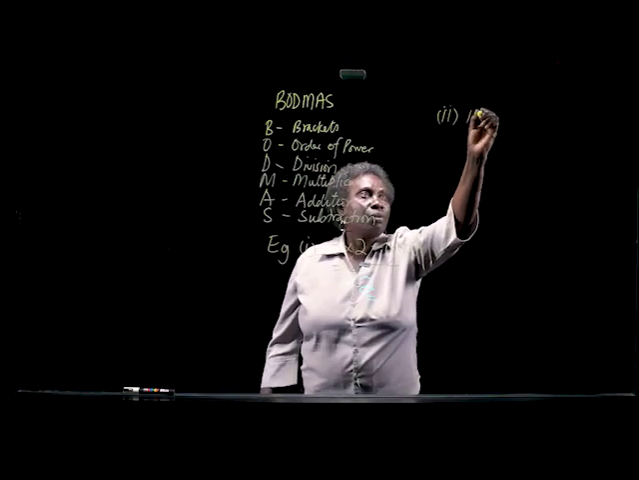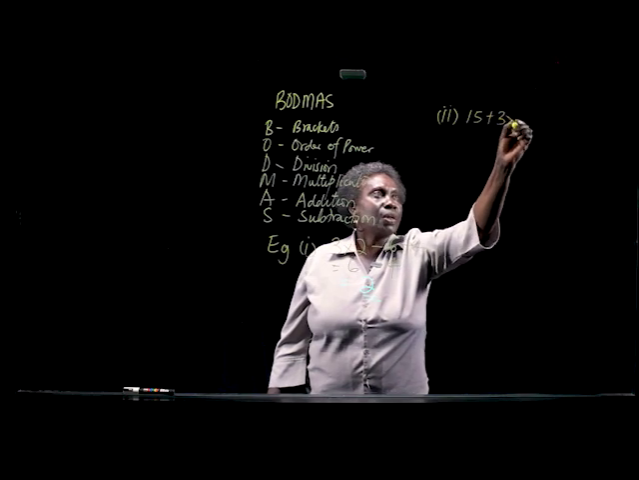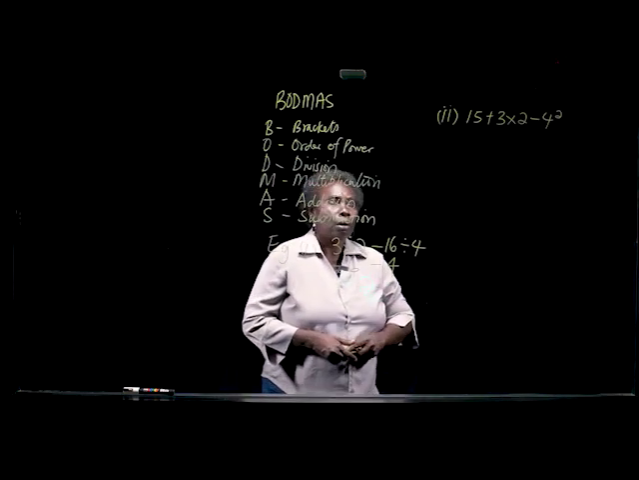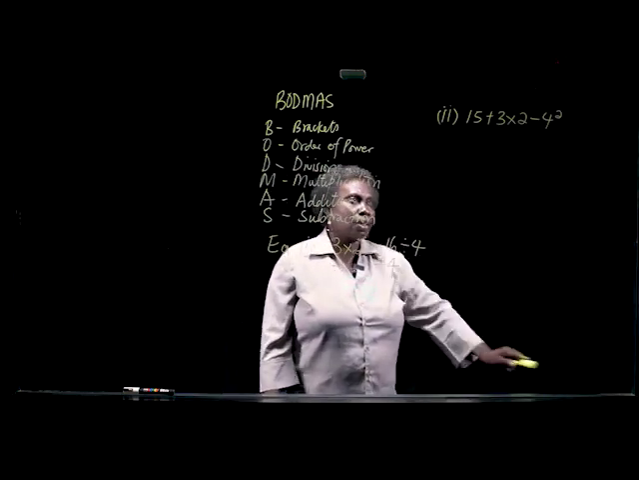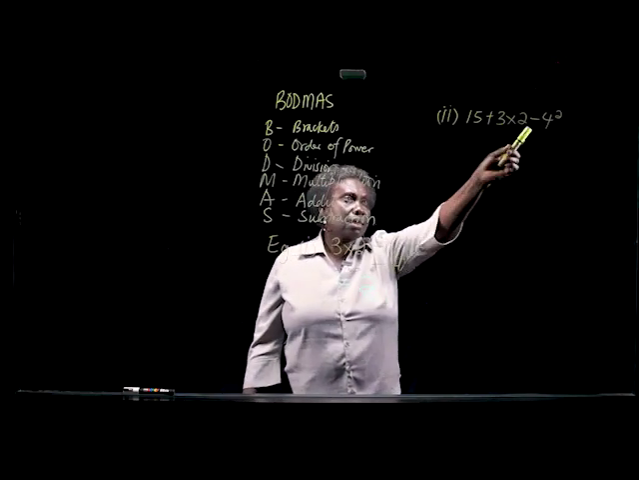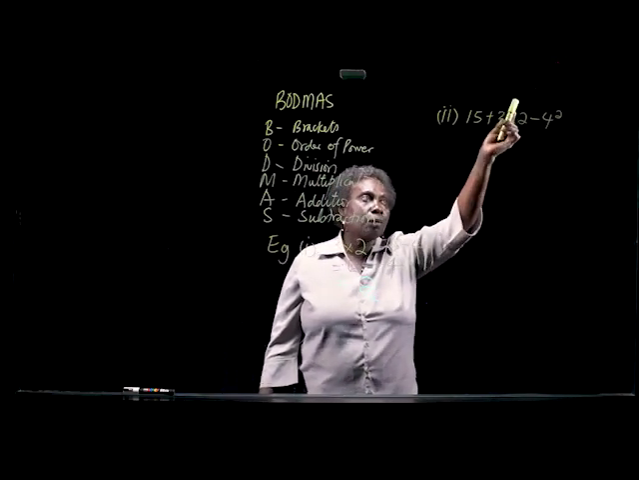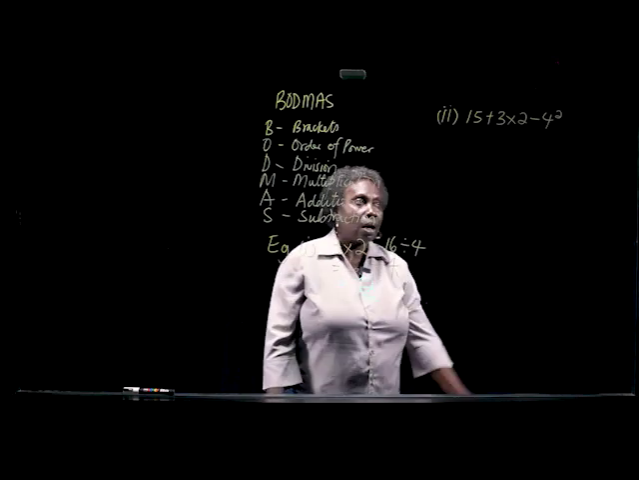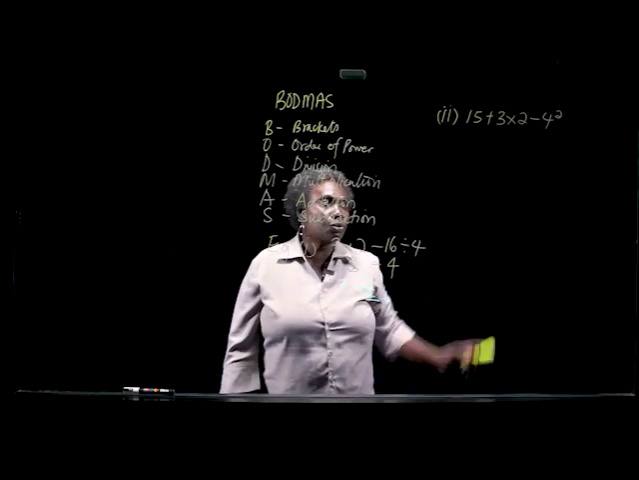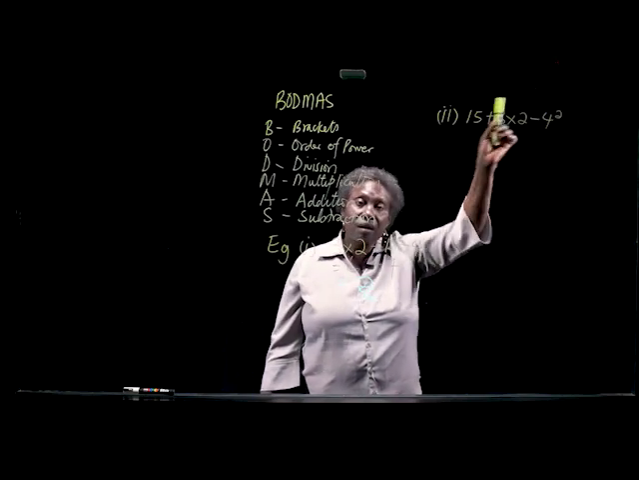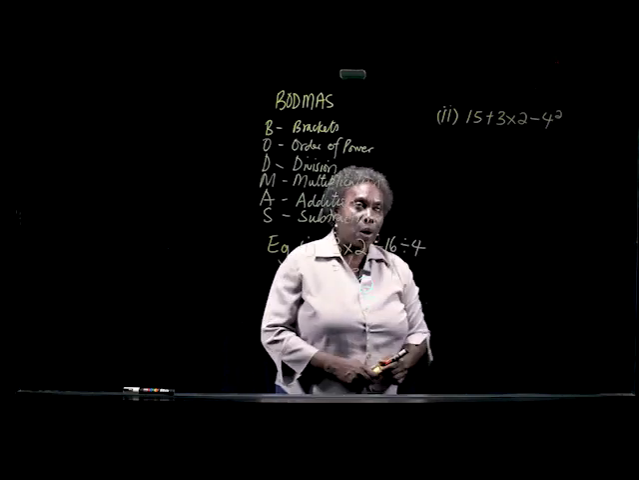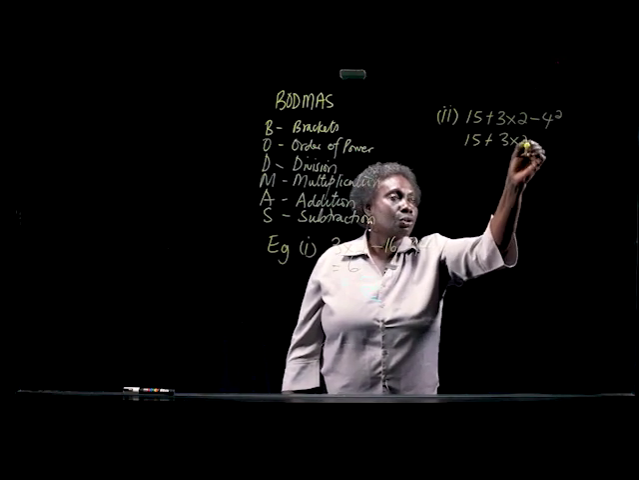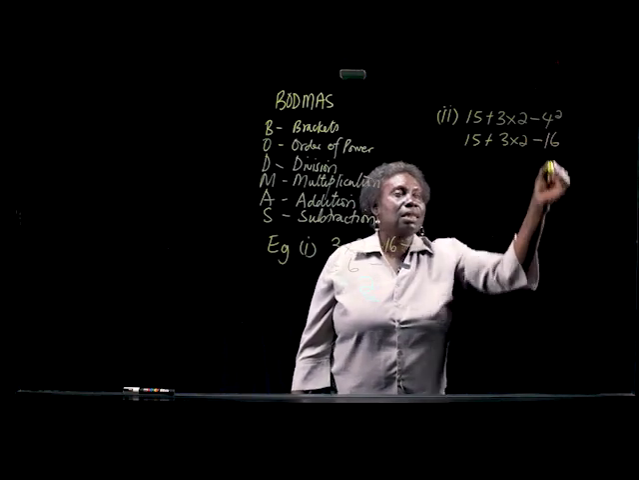we have 15 plus 3 times 2 minus 4 squared. Now, how am I going to work with these numbers which have more than one operation? In this case, we have a plus, a multiplication, and a subtraction, and now we also have an order of power. So, going back to our BODMAS rule, we are going to start with the order of powers first. So, we have 15 plus 3 times 2 minus 16.